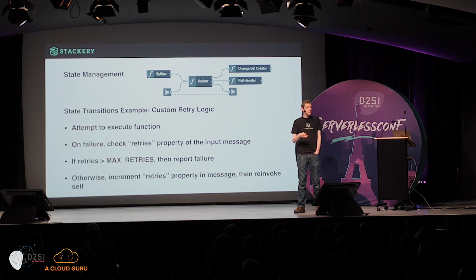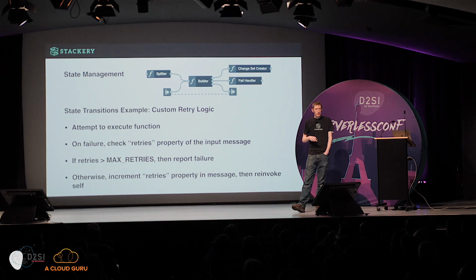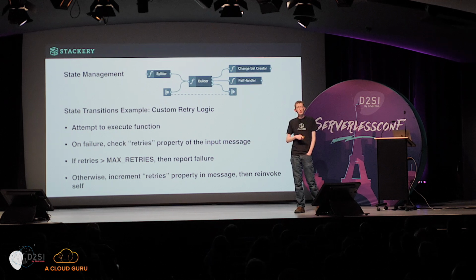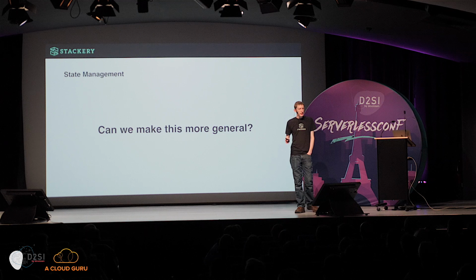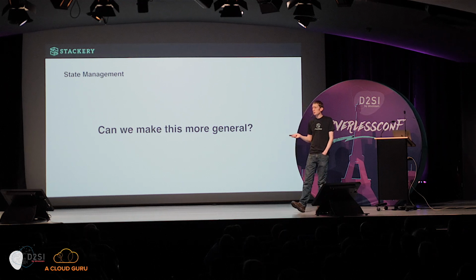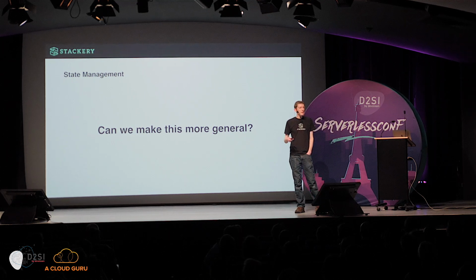If we haven't reached the maximum number of retries, then we can add the number of retries into the input message, incrementing the count as necessary, and we can re-invoke ourselves to start it over again. So this is a mechanism by which we are maintaining local state as part of the input message into a function itself. So this is all great, but we just looked at 2 examples that were very specific to how Stackery builds functions. Can we find a way to make a more general approach to this?